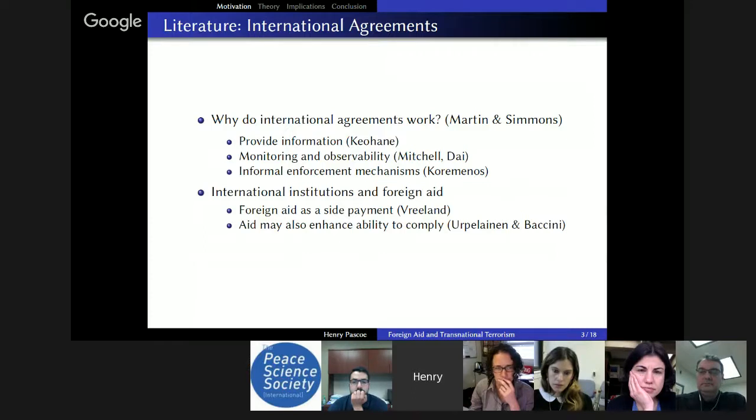For instance, Uperlin and Basidi find that aid can provide a resource for states to draw upon to compensate domestic actors who lose out from economic reforms, which makes it easier for states to comply with preferential trade agreements. I go a step further to show that the threat of foreign aid withdrawal is an informal enforcement mechanism for agreements. So aid's not just a side payment here or a means of capacity building, but it's actually the basis for an enforcement mechanism for agreements.